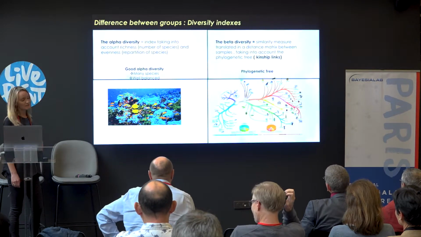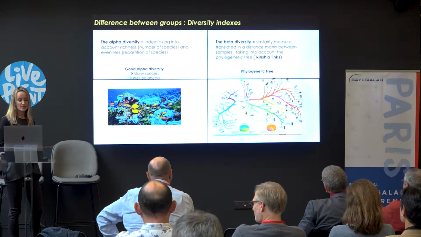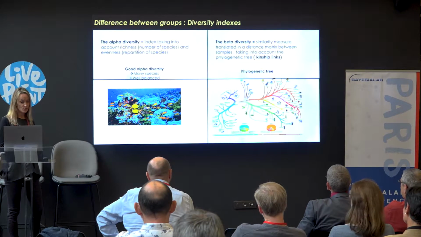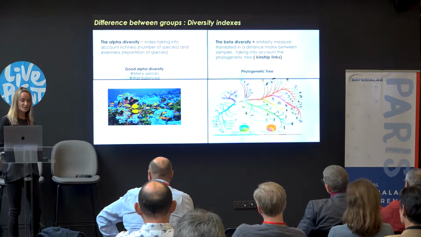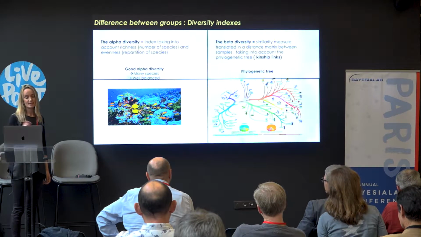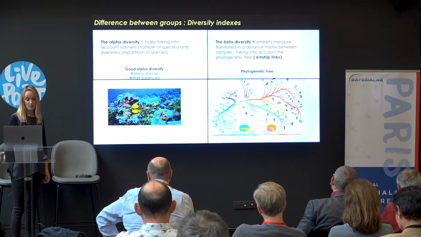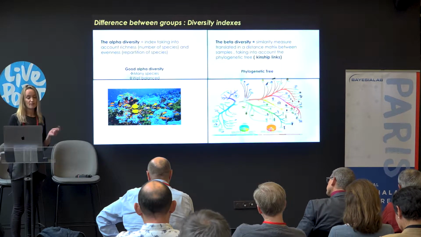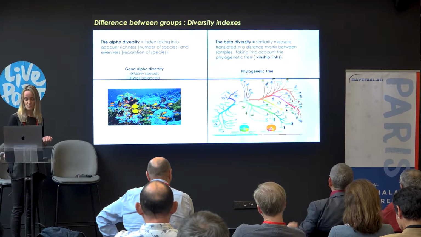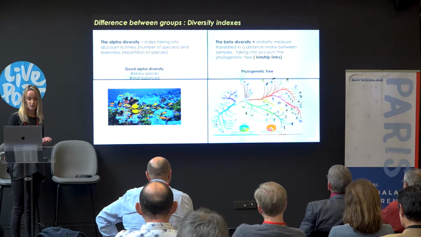So we have the alpha diversity and the beta diversity, which is more a similarity measure that takes into account the phylogenetic tree that represents the kinship links between all the organisms. So it's more about the different bacteria you have, not the richness and the evenness, but more about the composition of the microbiome. So it's a second point of view for the diversity.